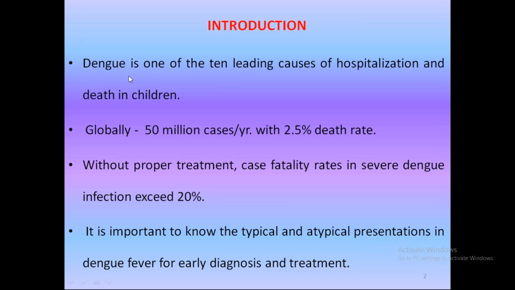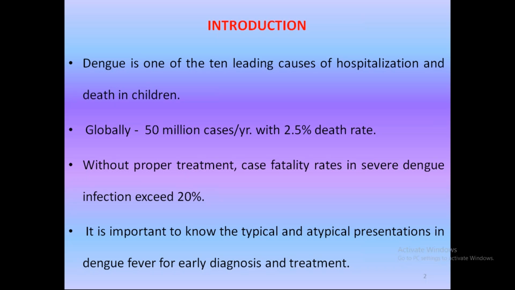Dengue is one of the 10 leading causes of hospitalization and death, especially in the pediatric age group. That's why you should know. Globally, around 50 million cases occur per year. Among these, the mortality rate is around 2.5%, but without proper treatment, the case fatality rate may increase to 20% in severe dengue. I will tell you when to call it severe dengue and what its features are. All of you should know the typical and atypical presentations of dengue fever, so that you can suspect early, diagnose and treat, and prevent deaths in the pediatric age group due to dengue.